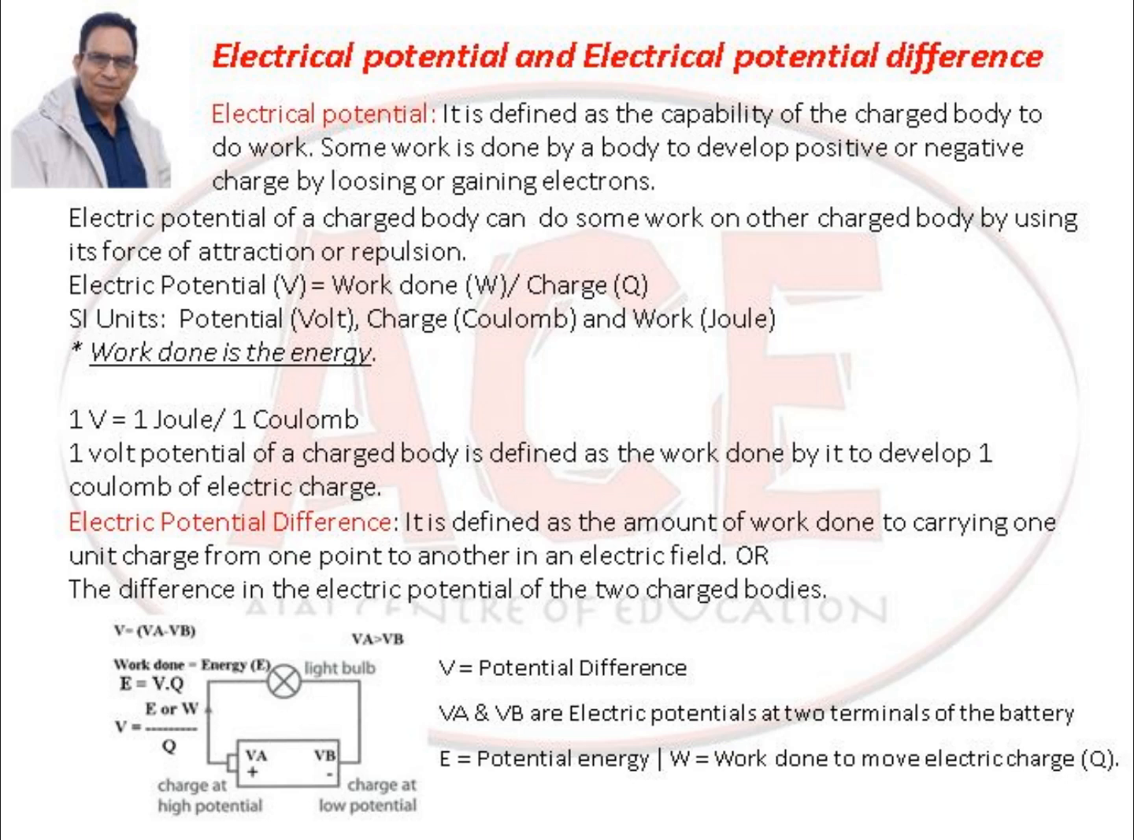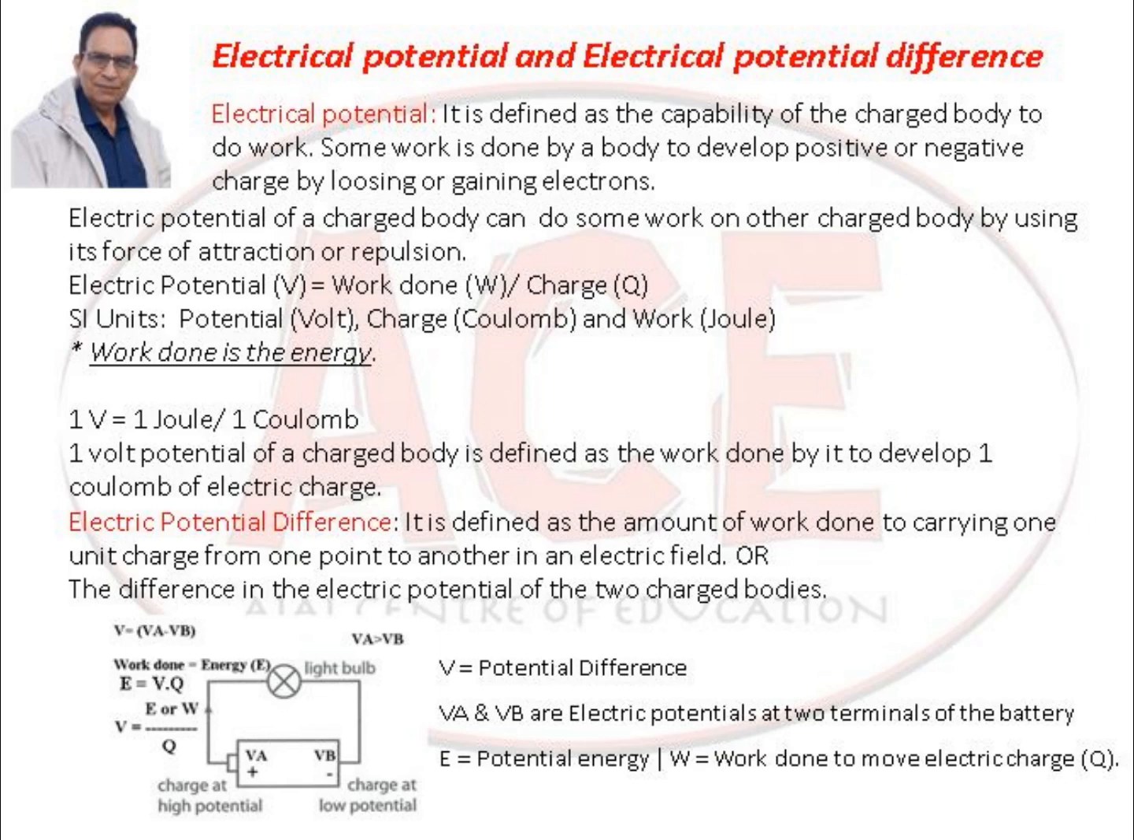The SI unit of potential is volt, of charge is coulomb, and of work is joule. Work done is the energy. 1 volt is equal to 1 joule divided by 1 coulomb. 1 volt potential of a charged body is defined as the work done by it to develop 1 coulomb of electric charge.